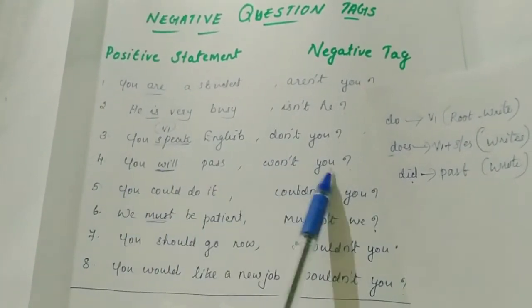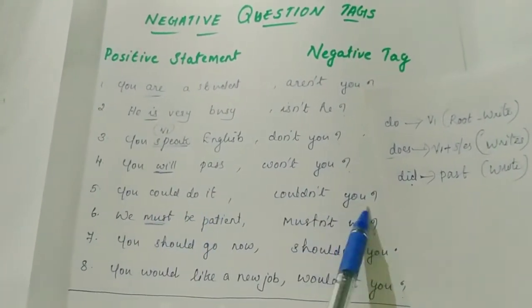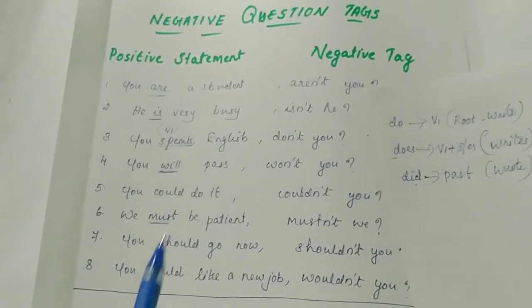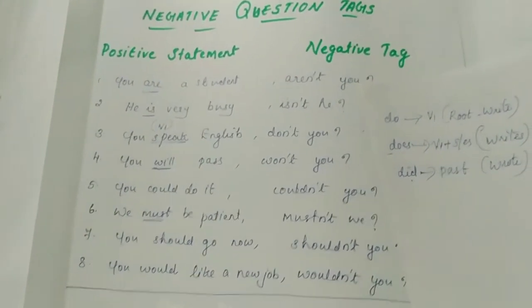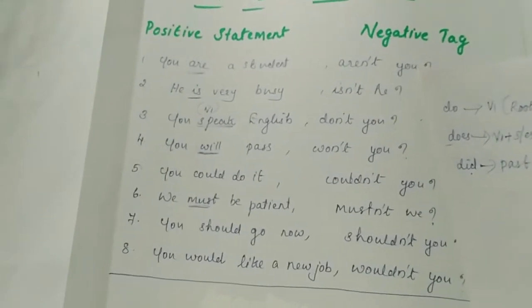You will pass, won't you? You could do it, couldn't you? In this way, we can make these negative question tags.